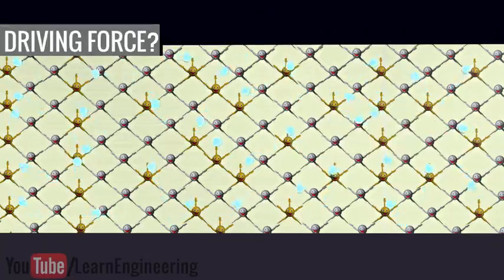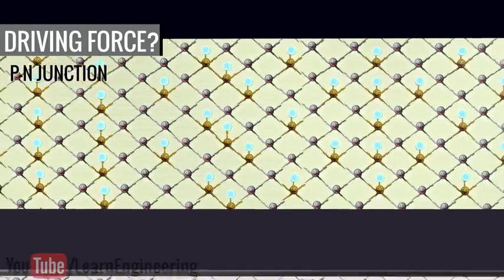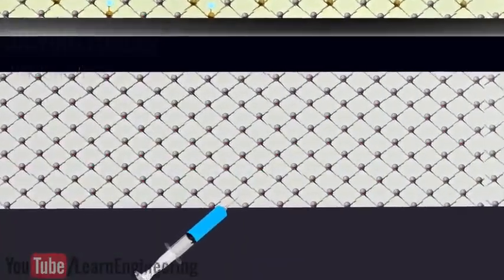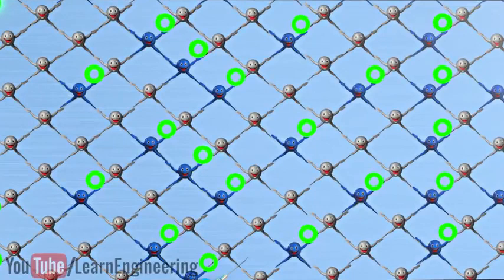An easy and practical way to produce the driving force is a p-n junction. Let's see how a p-n junction produces the driving force. Similar to n-type doping, if you inject boron with 3 valence electrons into pure silicon, there will be 1 hole for each atom. This is called p-type doping.